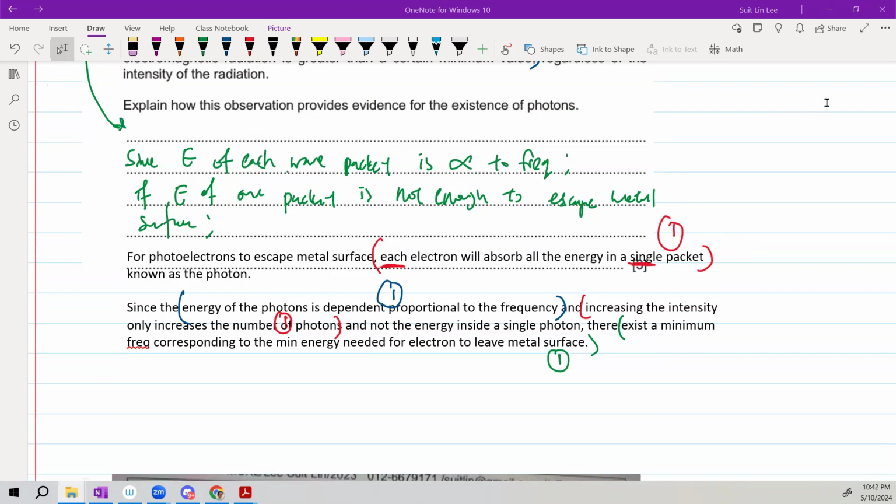If it's not discrete, let's say I don't have a large enough frequency, I can just spam the electron with many, many photons, and the electron will gather all the energy and eventually leave. But that implies that the energy is continuous. So it's not the last sentence that links to the existence of the photon. It is the first sentence: the fact that there is a minimum frequency.